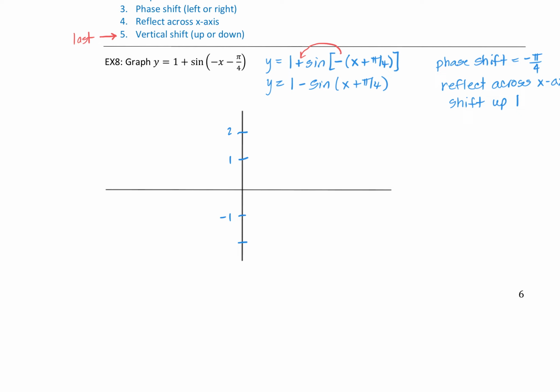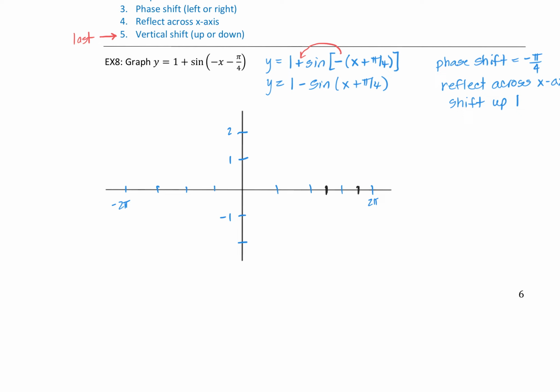Because I did change. I did a shift up 1. The reflection across the x-axis, that's not going to change how I label my x-axis, but that phase shift will. I'm going to go ahead and do the 1, 2, 3, 4. 1, 2, 3, 4. My phase shift is pi over 4 to the left, which means I'm going to do a shift halfway, right?